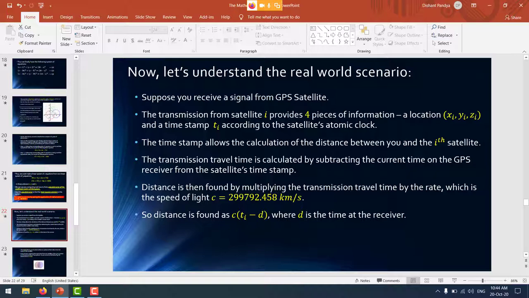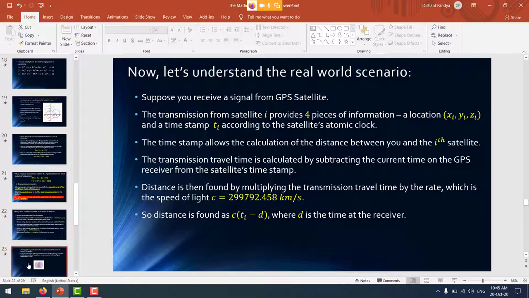Now the timestamp allows the calculation of the distance between you and this ith satellite. The transmission travel time is calculated by the subtraction of the current time on the GPS receiver from the satellite's timestamp. Satellite, when it sends you the signal, it basically gives you a timestamp. For example, at 10 a.m. and 23 seconds, it sent you some signal and you received the signal at 10 a.m. and 25 seconds. So basically, this is a 2 seconds gap, and we know the speed of light. So on the basis of these 2 seconds and the actual value of the speed of light, you can say how far you are from that particular satellite. So it's a simple thing. This distance can be found in this way, C times (ti minus t).